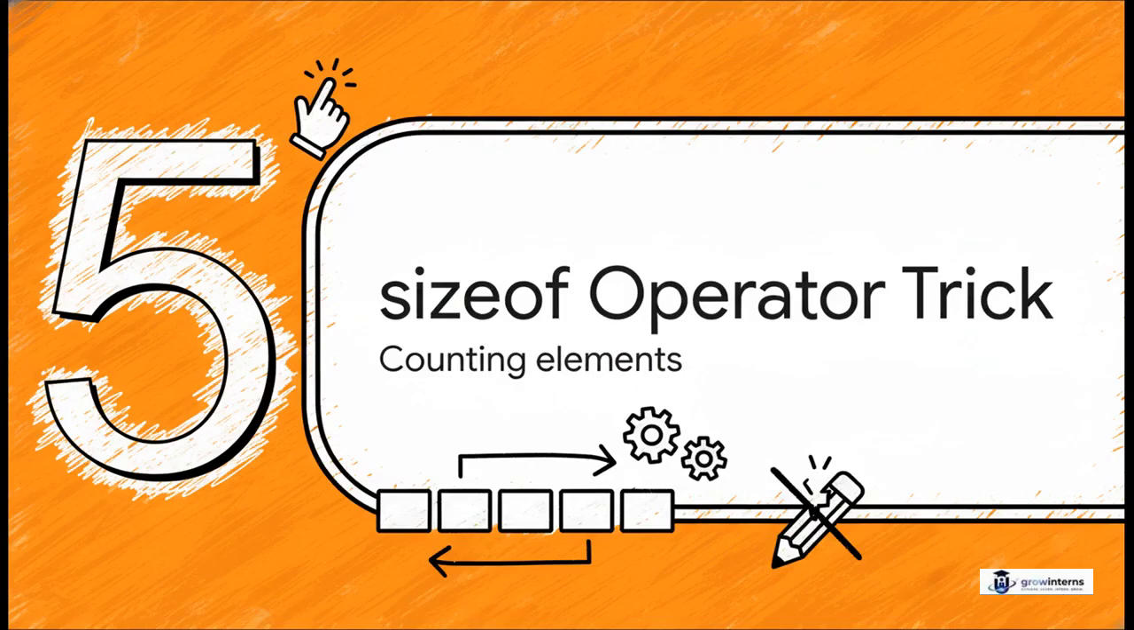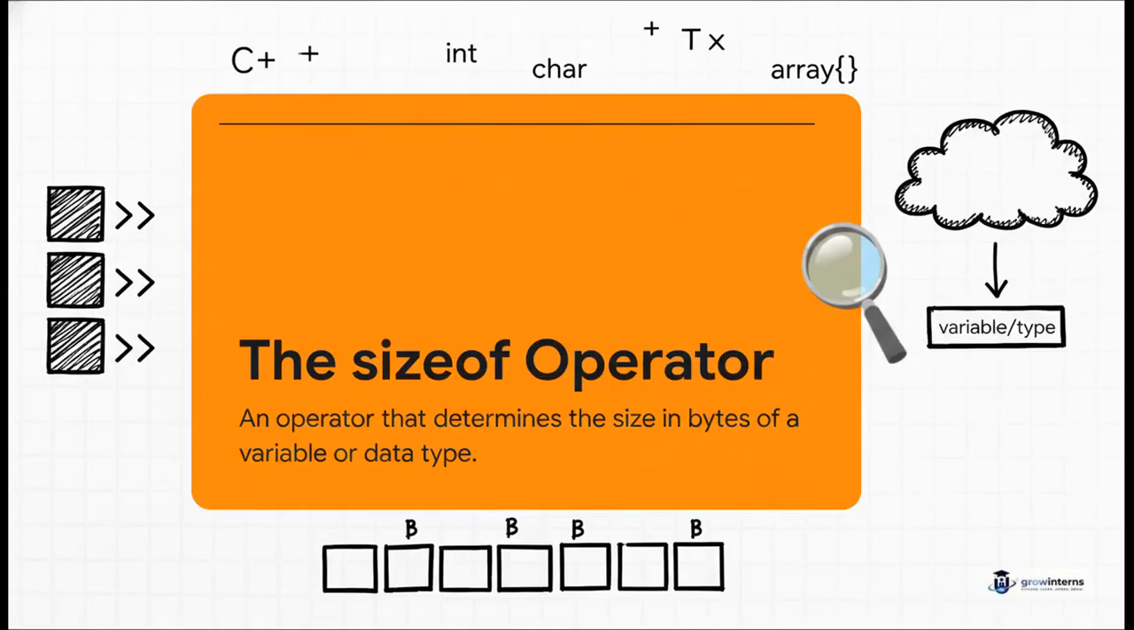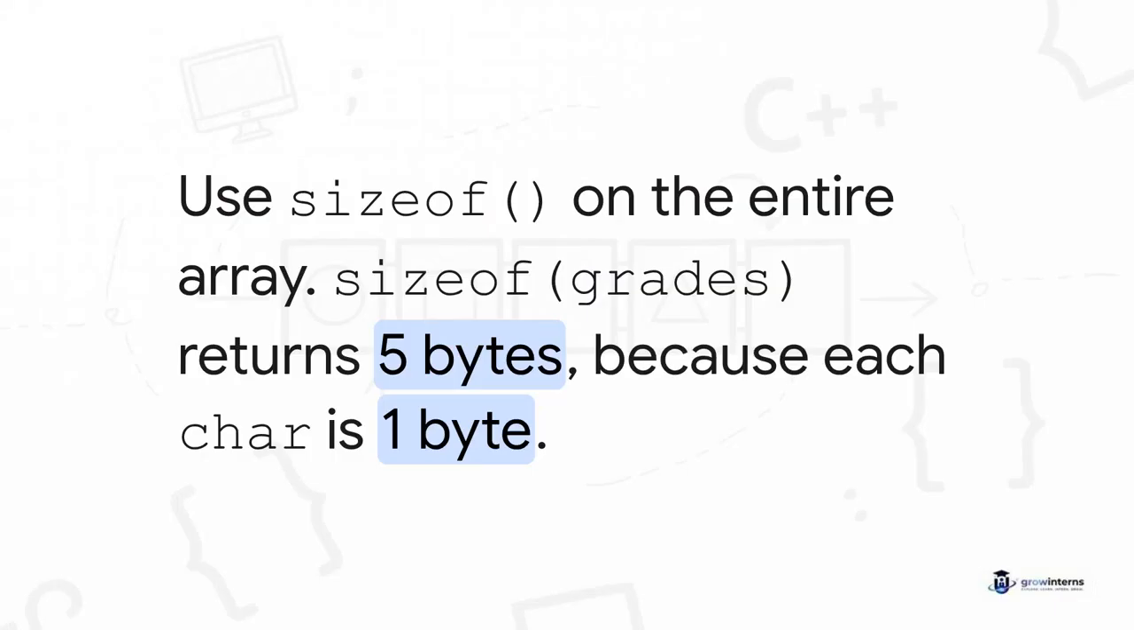Thankfully, C++ gives us a really elegant tool to solve this problem. So this brings us to the key question. How can we write our code so that it automatically knows the size of the array without us having to manually type in the number? And the answer lies in the sizeof operator. This is a built-in tool that tells us how much memory, measured in bytes, any variable or data type is taking up. So here's step 1 of the trick. We use sizeof on the entire array itself. In this example, we have an array of 5 characters. Since each character takes up 1 byte of memory, sizeof correctly tells us the total size is 5 bytes.